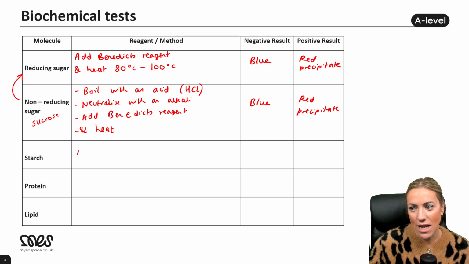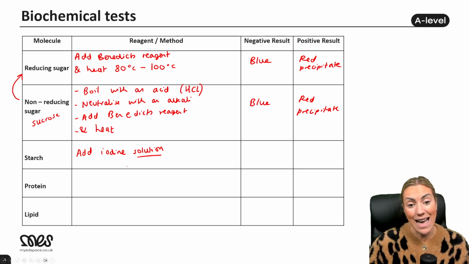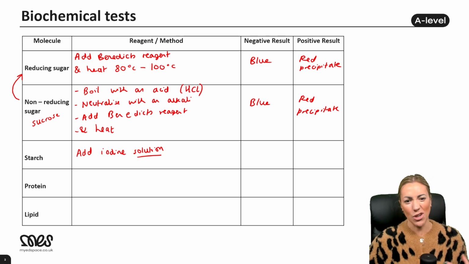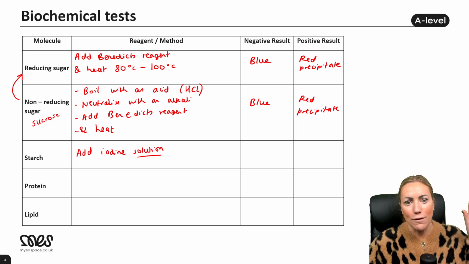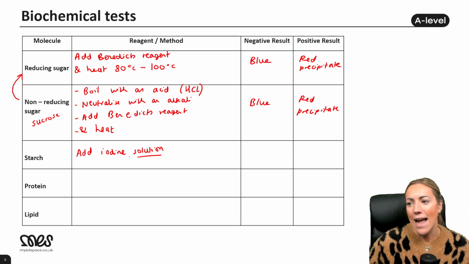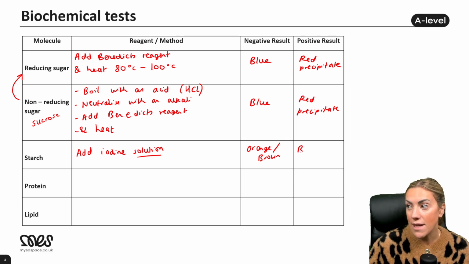Test for starch, you add iodine solution. And it is important to let the examiner know that it's iodine solution or drops of iodine, because you're not going to be plonking on a lump of solid iodine, okay? So add iodine solution. Now the negative result, obviously iodine is orange, or you can say brown, or they'll accept yellow. But if starch is present, we say that it goes blue-black.